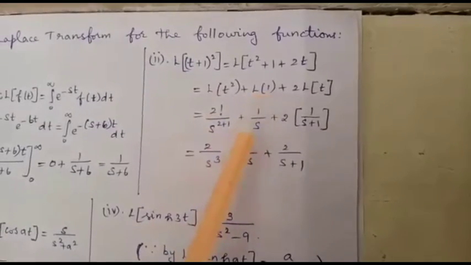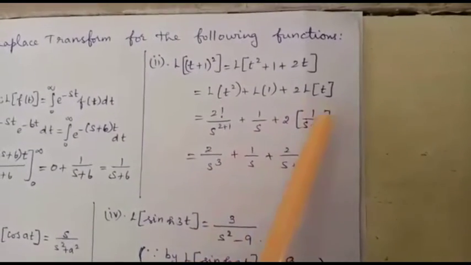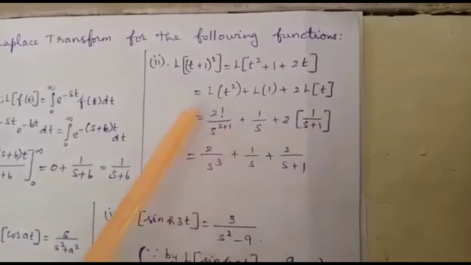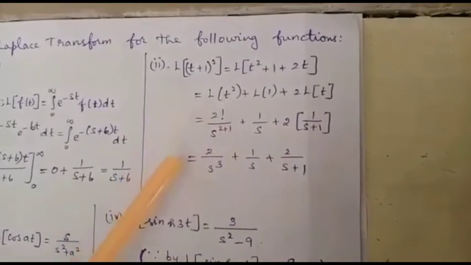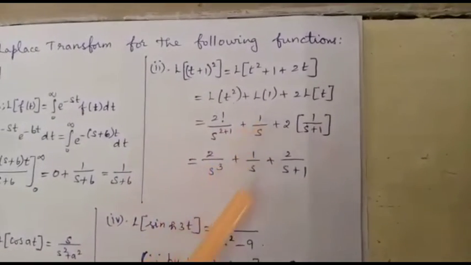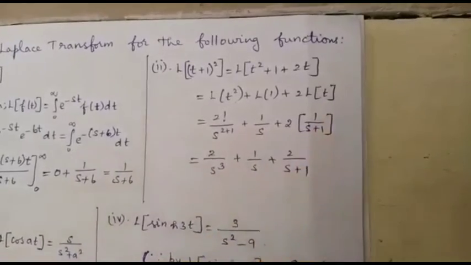Then the L of 1 formula is 1 by s. Then the L of t formula is 1 by s squared. From that you are getting a solution as 2 factorial, which is 2, divided by s cube. Then 1 by s plus 2 by s cube.